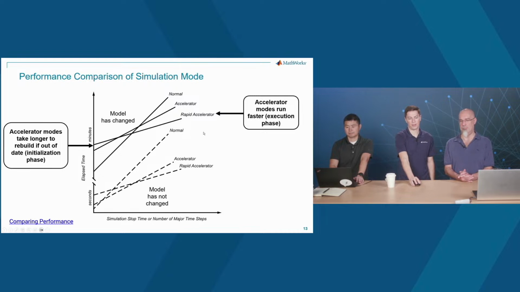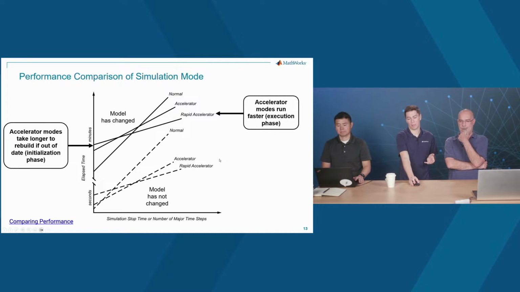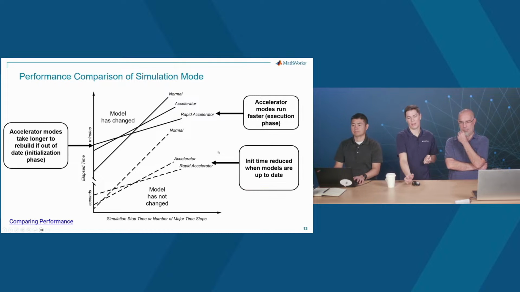Another thing you'll want to notice is the dotted lines down here. The solid lines represent if we've made some change to our model before we've simulated. But let's say we haven't made a change to our model since the last time we simulated. In that case, we can reuse a lot of the information that we made from the previous initialization, and we can start up much faster, and the initialization time is shorter.